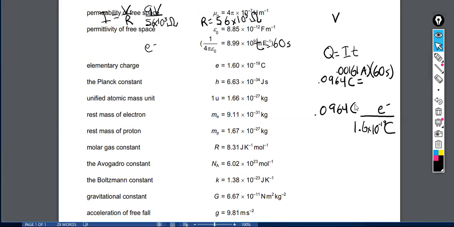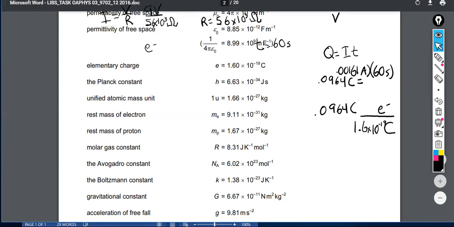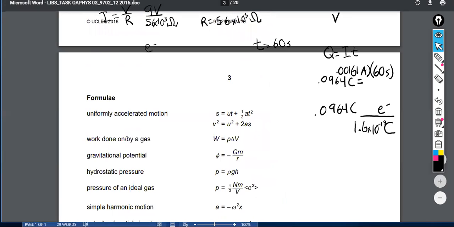It's the same computation as checking if the charge is possible. Remember that? Is this a possible charge? So we divide elementary charge into it and see if we get a whole number. We should get a whole number when we do 0.0964 divided by elementary charge. That will give us the number of electrons that pass by this point, whose current is 0.00161 in 60 seconds, in 1 minute. So 0.0964 divided by 1.6 by 10 to the negative 19.